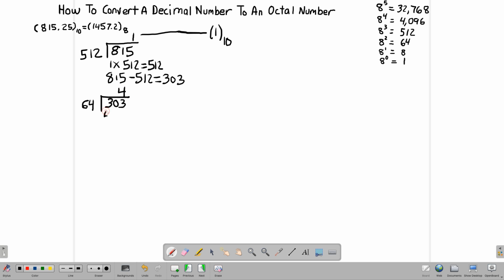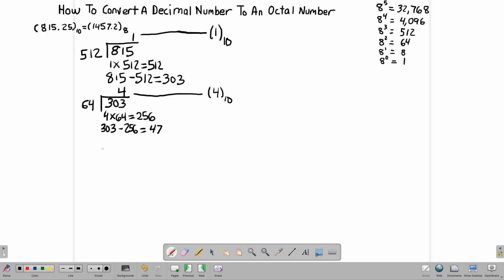Let's take 4 times 64. That's going to produce a value. Let's see, 4 times 64 is 256. Then we'll take 303 and subtract 256. This will produce a difference of 47. All right, let's keep track of the quotient. All right, so let's continue.